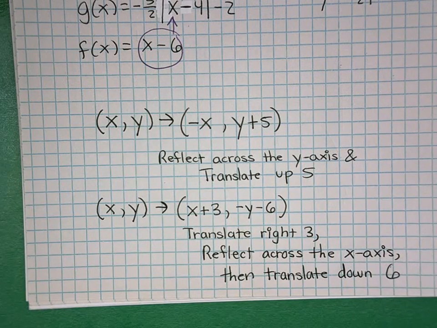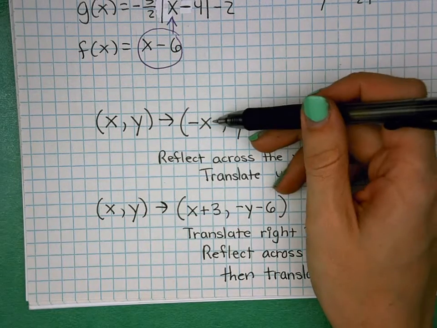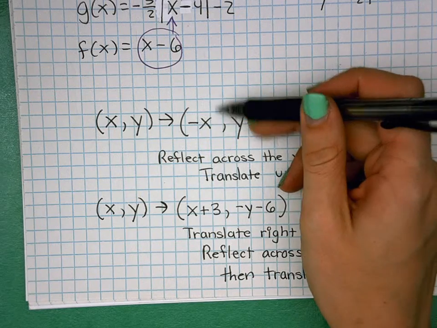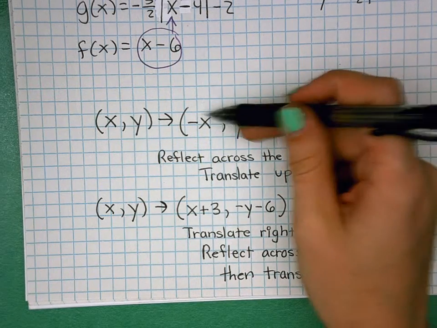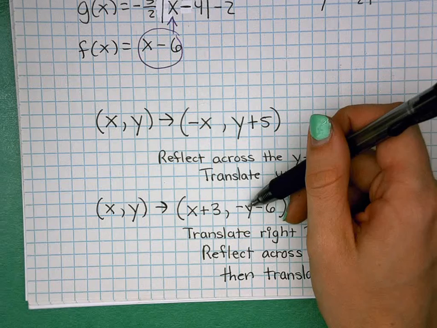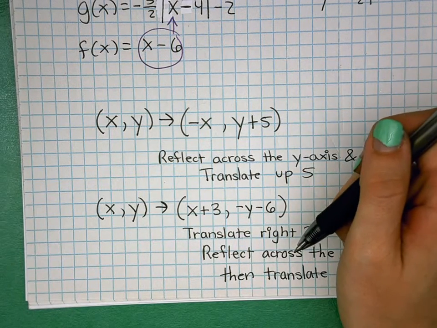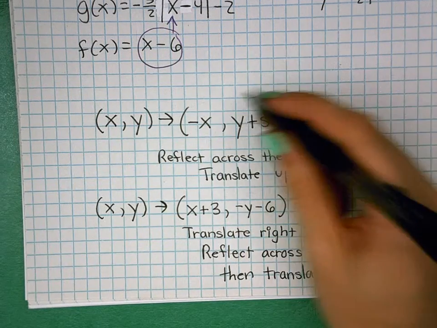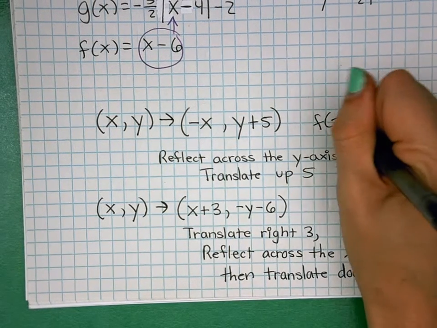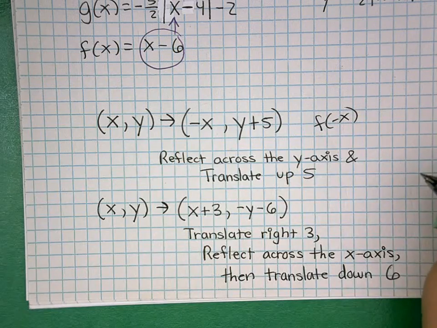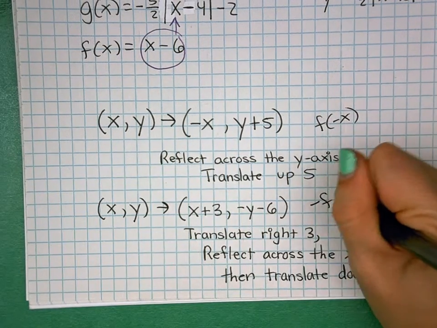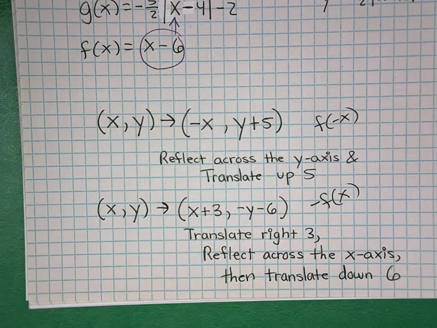Okay, and then 2 other questions real fast here. What's the other way I could show the negative x besides like this? And what's the other way I could show the negative y besides like this? Okay, we also could show our negative x like this. We also could show our negative y like that.